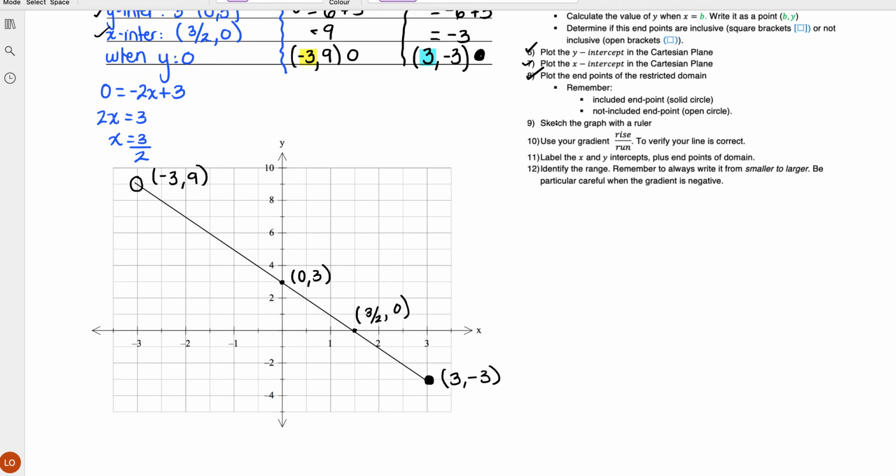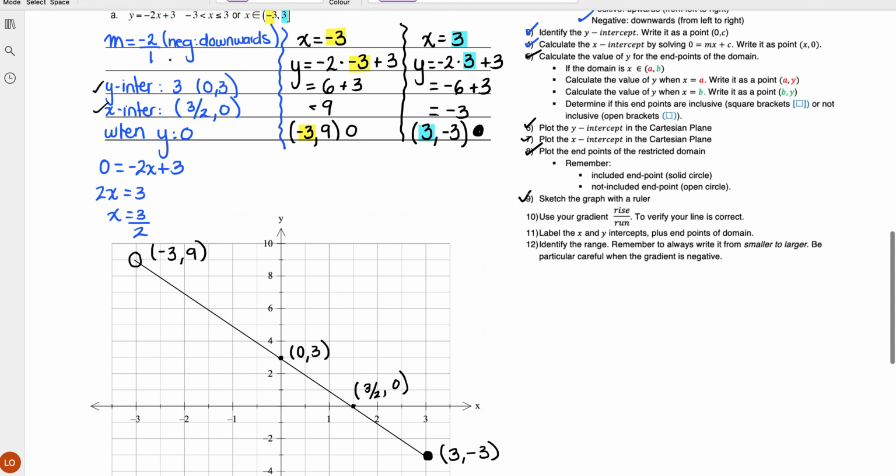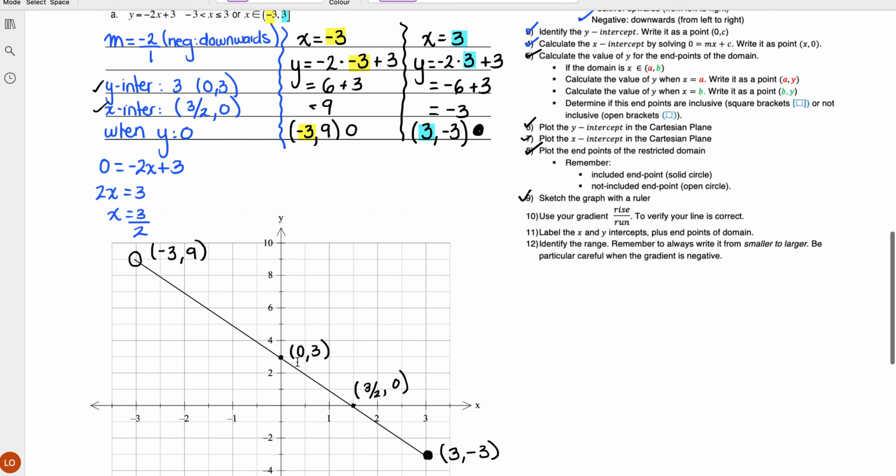I have done this step. Here, to be honest and be super specific, this point, I'm going to do it a little bit because it should go exactly to that point, no more, no less. Exactly to that point. Okay, good. Use your gradient, rise over run, to verify your line. So I had my gradient here. I knew that it was negative 2 over 1. First is going downwards. Agree, it's perfect.